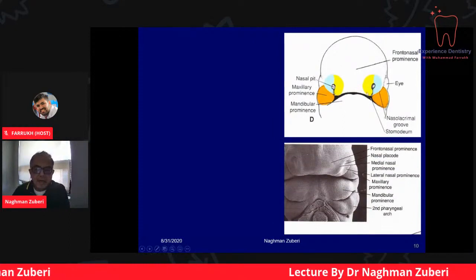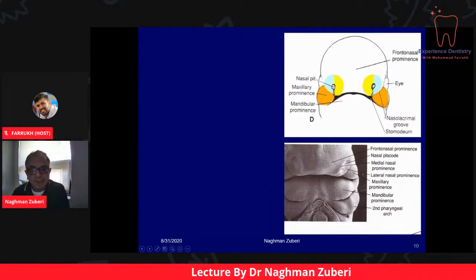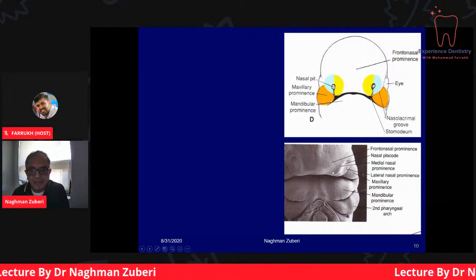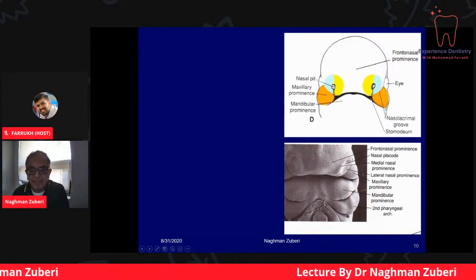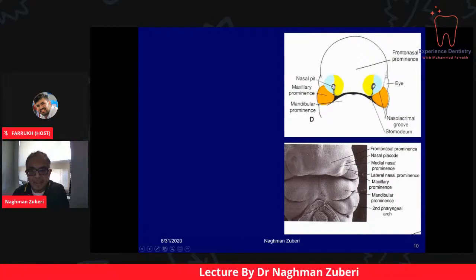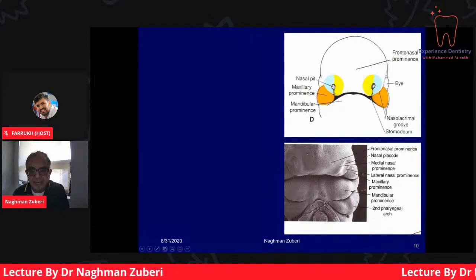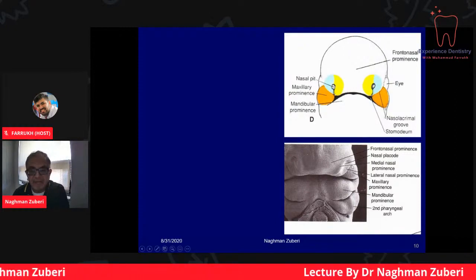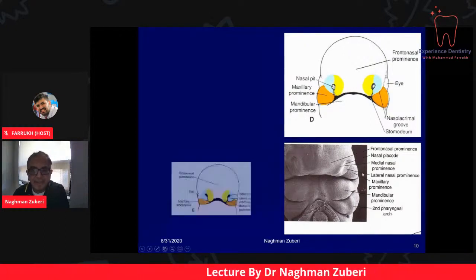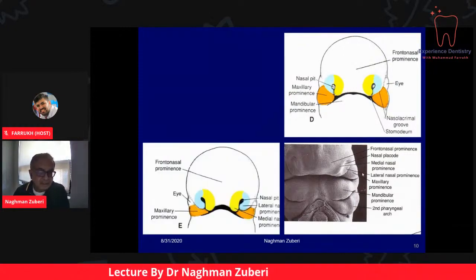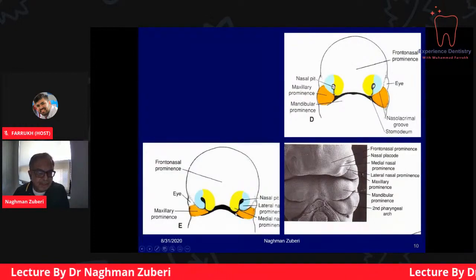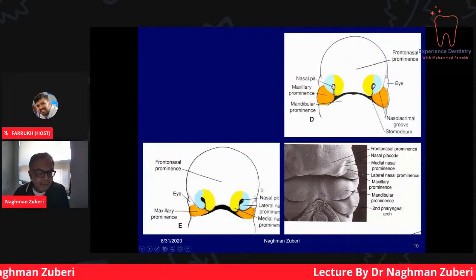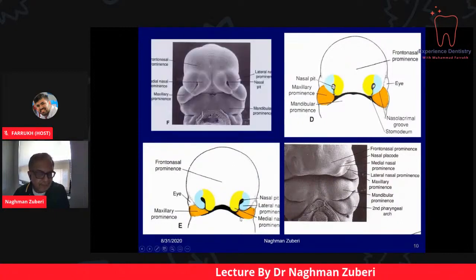This is how the fetus will start looking once the nasal placodes appear, and you can see these prominences around it, the medial nasal prominence and the lateral nasal prominence, separated by a groove over here. So more or less the picture will be like this if we talk about the schematic diagram.